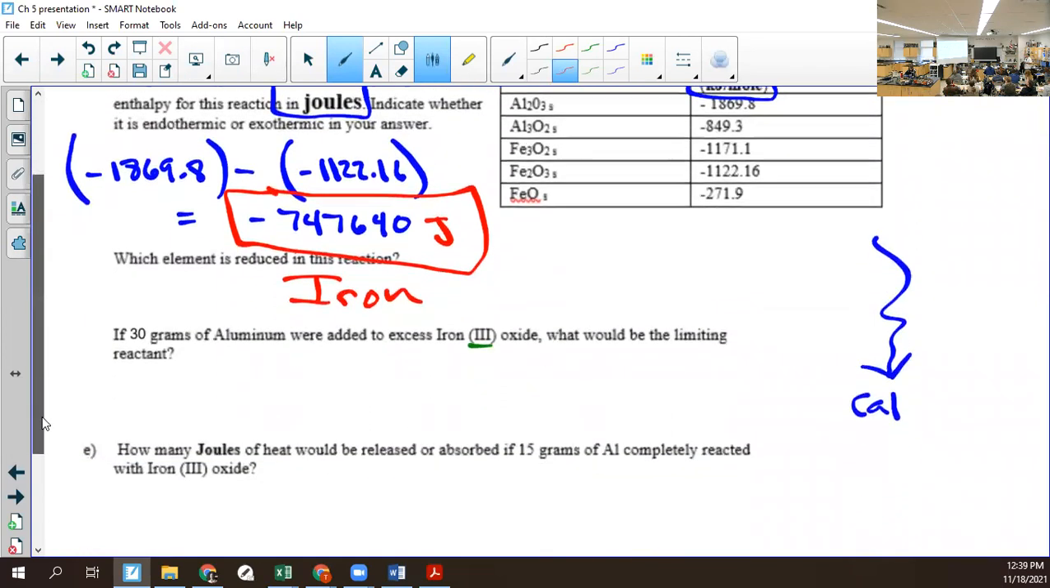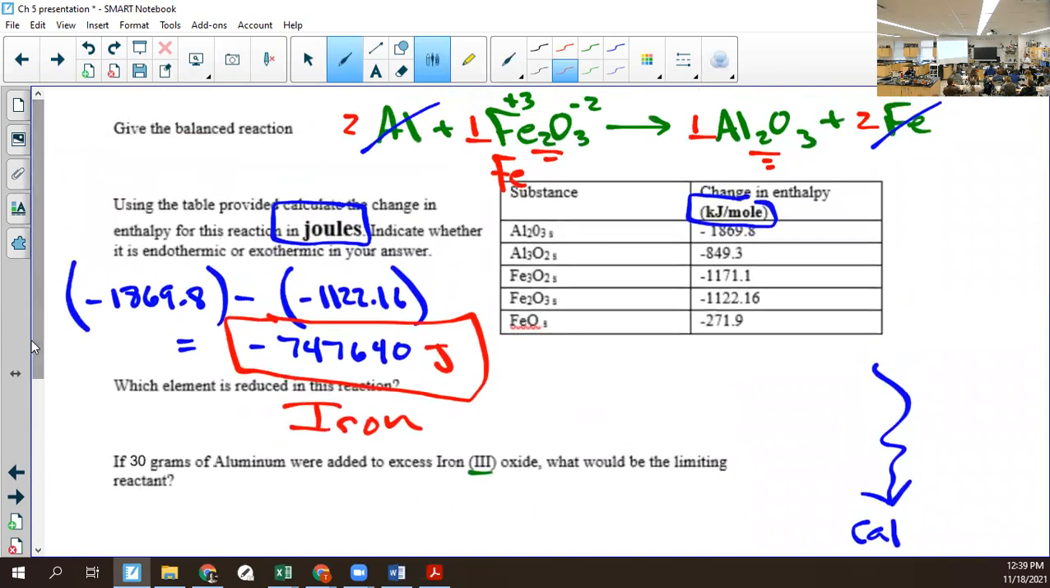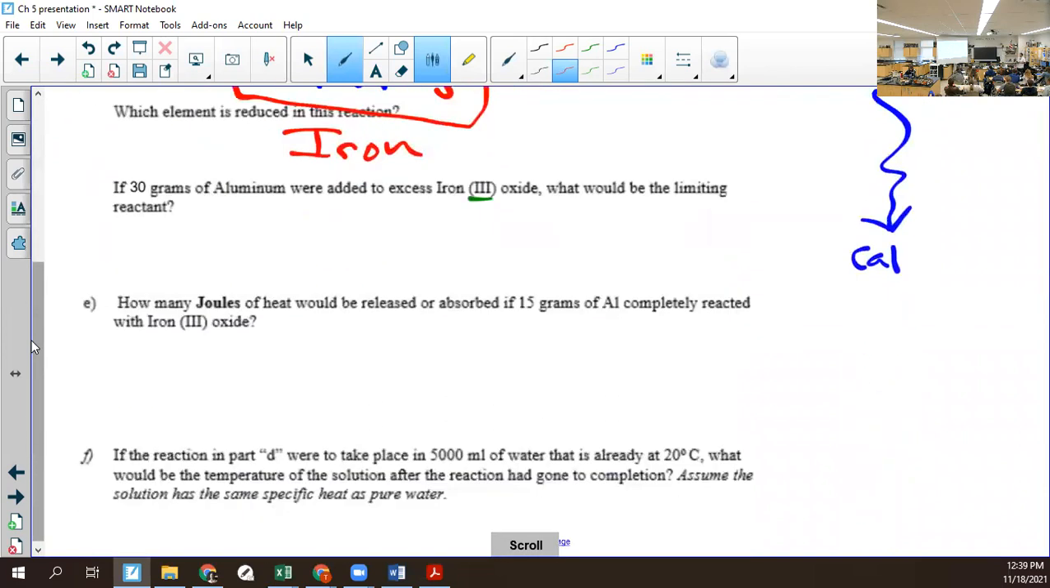And then, oh, look at that. If 30 grams of aluminum were added to excess iron 3, why is it a stupid question? Because the excess is the iron 3. It says that. It tells you. I'm trying to be nice. All right. Okay, here we go. How many joules of heat would be released or absorbed if 15 grams of Al completely reacted with iron 3 oxide? So how would you do that?